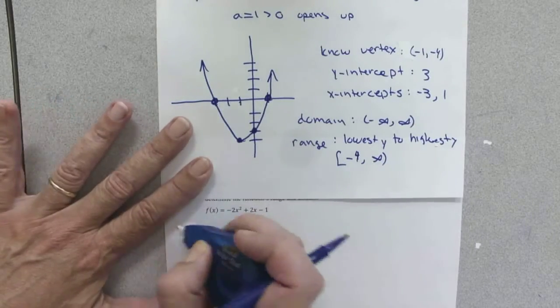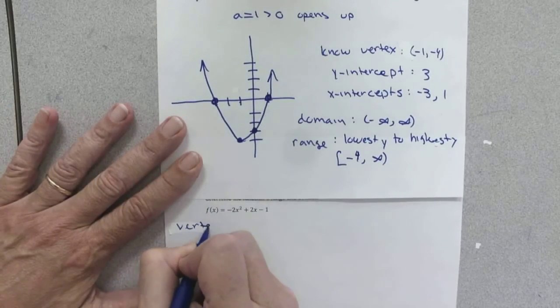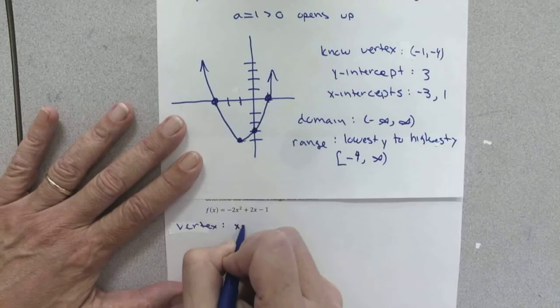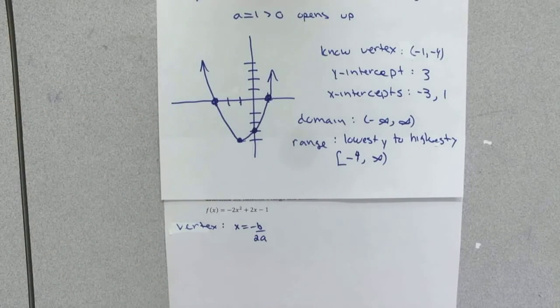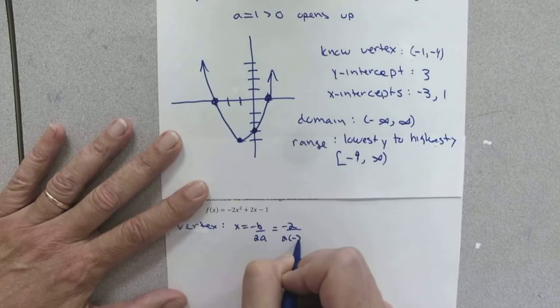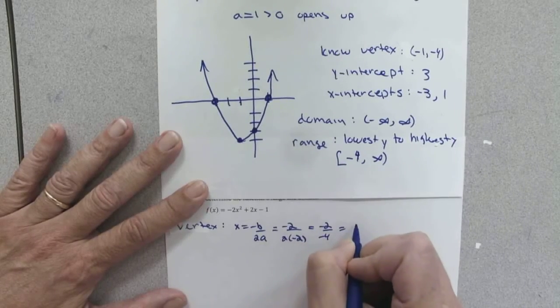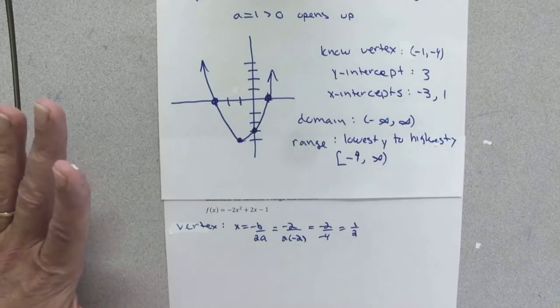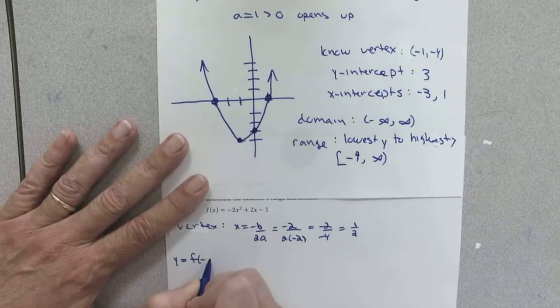The vertex. When it's written like this, for the x coordinate, we use the tiny little formula, negative b over 2a. And you just need to memorize that. And so this is going to be negative 2 over 2 times negative 2, negative 2 over negative 4 for 1/2. That makes my y coordinate f of 1/2.